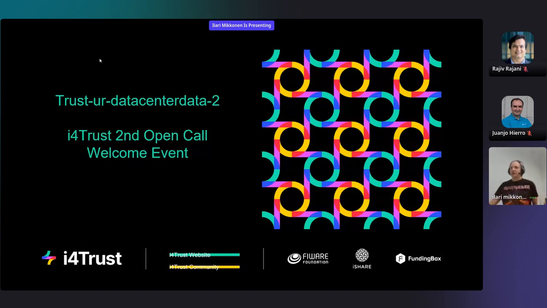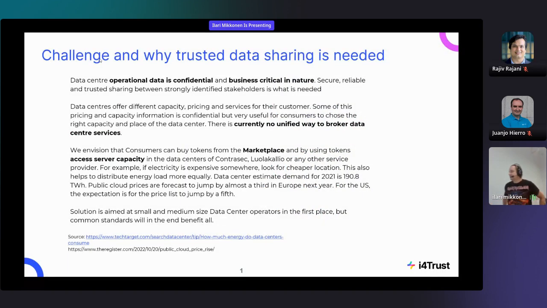Let's go then. So basically, our project name is Trust Your Data Center Data 2. The idea is that we create trust between data centers' metadata. So we decided to divide the challenge into two. The first challenge is that we share the data trustfully between two data centers, so we can experiment with two data centers. The key problem here is that a lot of that data is confidential in nature, so you cannot share it freely. And currently, there doesn't seem to be any unified way to broker data between data center services. So that's something that we want to solve.